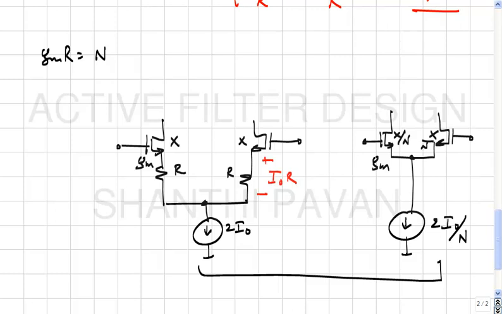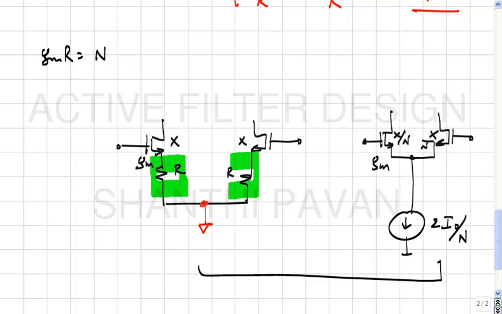I want to have the same differential equivalent, correct? In other words, as far as differential signals are concerned, this must be ground, correct? But as far as common mode signals are concerned, this must be an open, right? Further, there must be no quiescent drop across these resistors, isn't it? Yes? Now I am adding a further constraint.